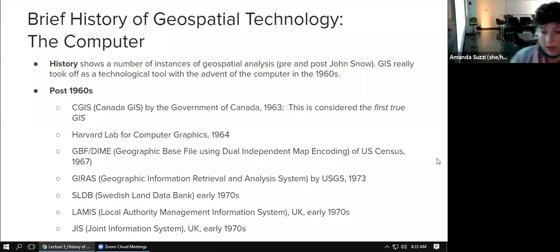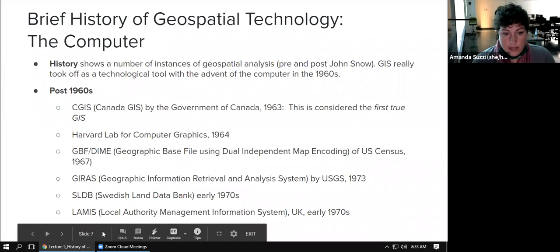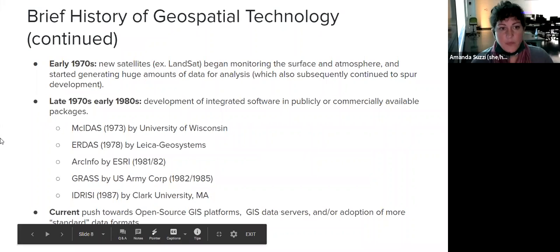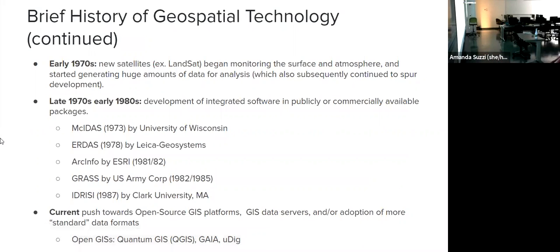Now this is like a wall of text. I'll just guide you through it. In the early 70s, there were satellites that began monitoring the surface and the atmosphere, and they started generating a huge amount of data, which of course then snowballed into spurring more development. So in the late 70s to early 80s, there was a bunch of software development.